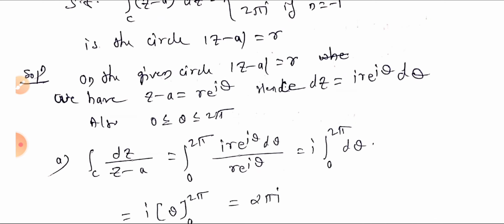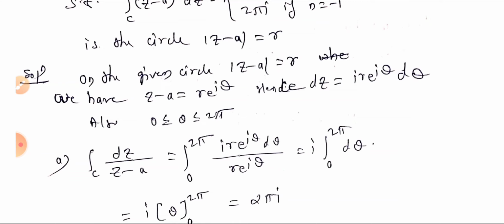so here the given circle is mod of z minus a equal to R, means the radius should be R and the center should be a, that is we have z minus a equal to R e raised to i theta, hence dz equal to i R e raised to i theta d theta. Now also theta varies from 0 to 2 pi, circle means 0 to 2 pi comes.